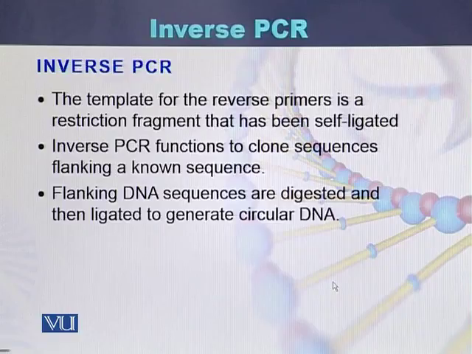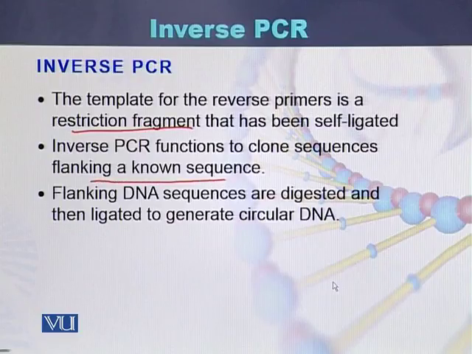for the reverse primer usually is a restriction fragment that has been self-ligated. Inverse PCR functions to clone sequences flanking a known sequence. Flanking DNA sequences are digested and then ligated to generate a circular DNA.